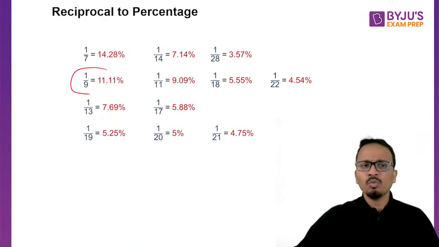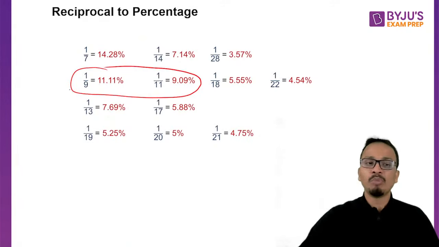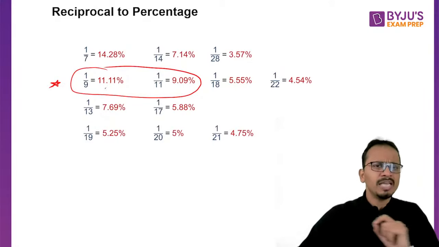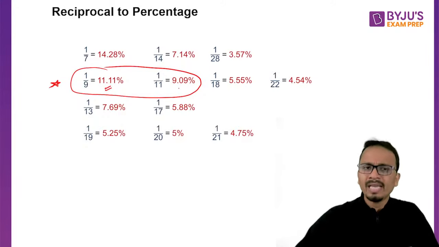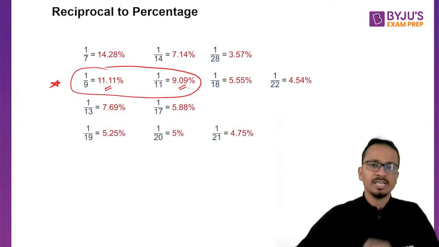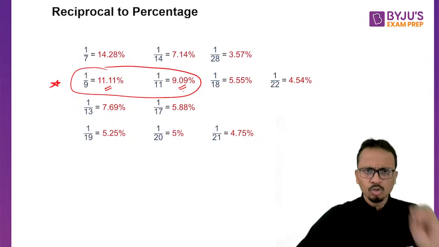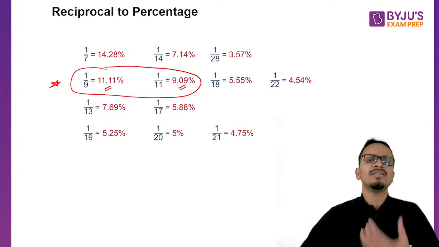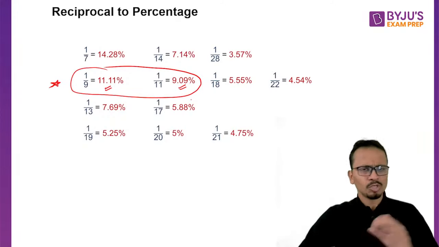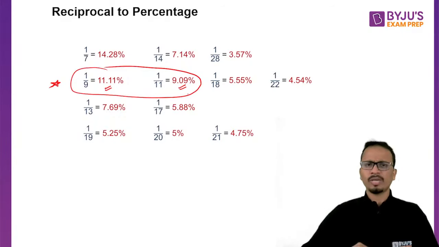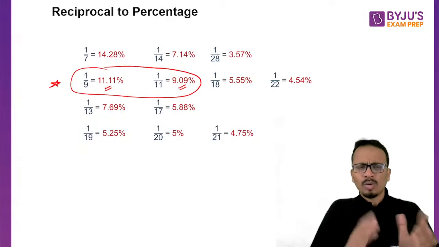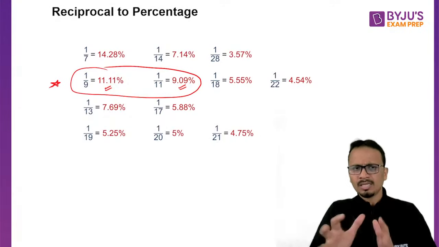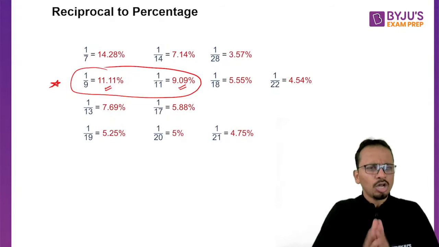Then 1 by 9 and 1 by 11. This is an important set of fractions. 1 by 9 is 11.11 and 1 by 11 is 9.09. You can remember these two together. Please do remember these fractions. Other than 1 by 7, 1 by 14, 1 by 9, and 1 by 11 on this page, the other fractions are rarely used, but it is always good to remember.